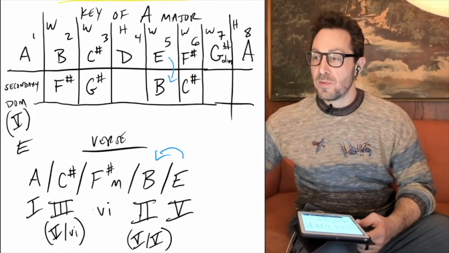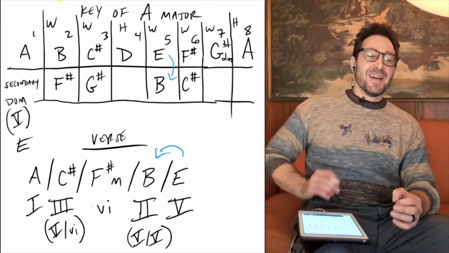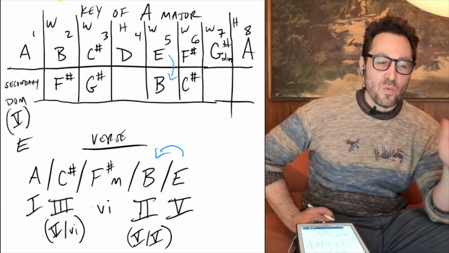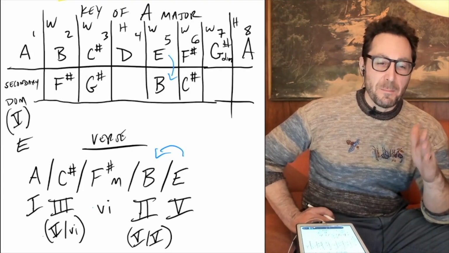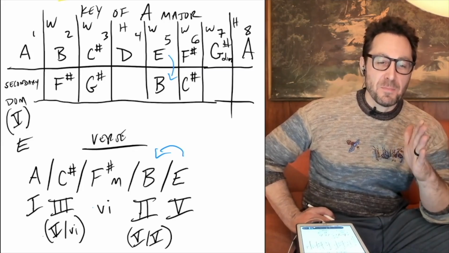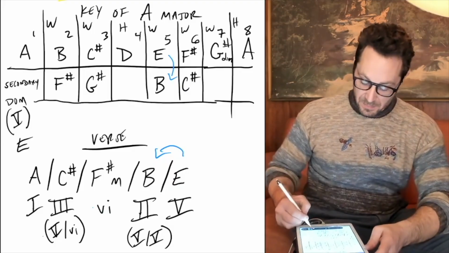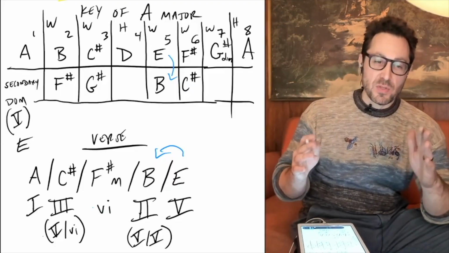Okay, running out of room. See if I can squeeze it on the screen. There we go. And again, if you feel really good, if you understand that verse right there, 1, major 3, minor 6, major 2, 5.